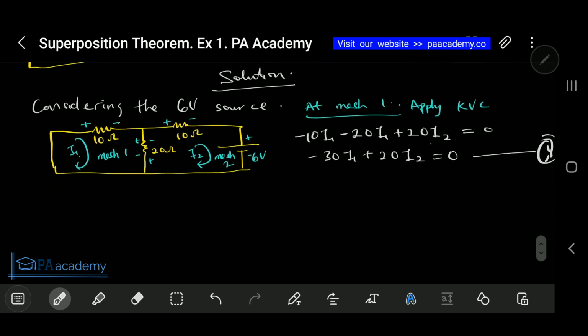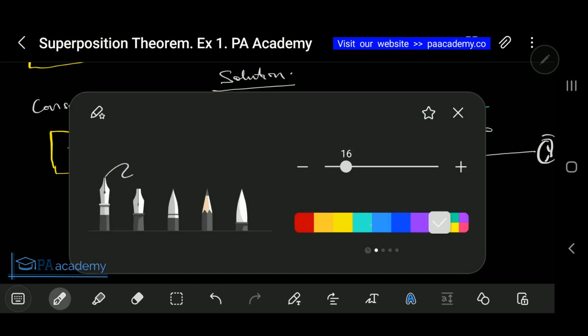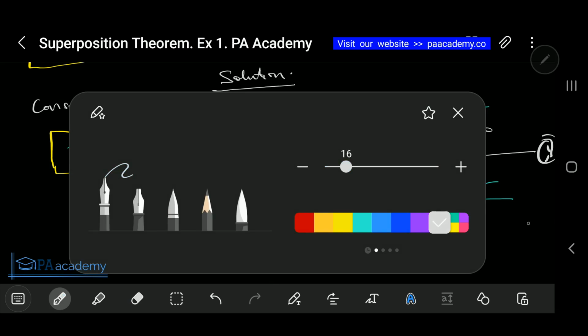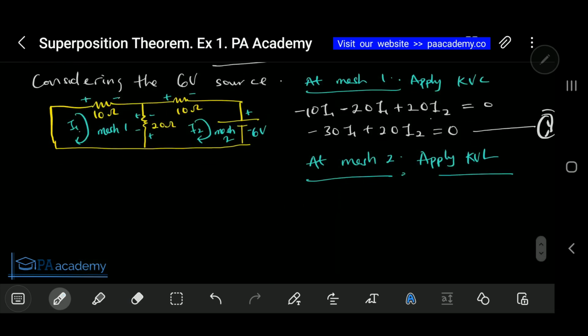Okay, so let's continue. Let me say at mesh 2, we also apply KVL. If we should do that in mesh 2, we can just start from any part of it. So for mesh 2, let me just start from positive to negative in this same direction like this. Exactly.